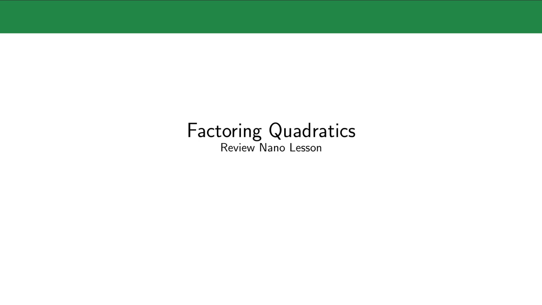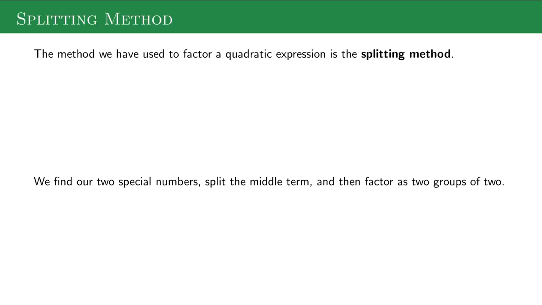In this video, we're going to review factoring quadratics. The method we use to factor quadratics is the splitting method. We're going to find two special numbers, split the middle term, and then factor as two groups of two. That's the simplest way to say it, but knowing the splitting method helps you with that second step of knowing to split that middle term.